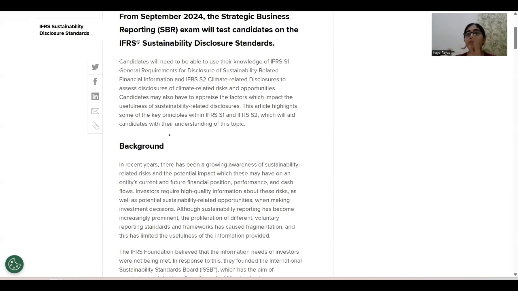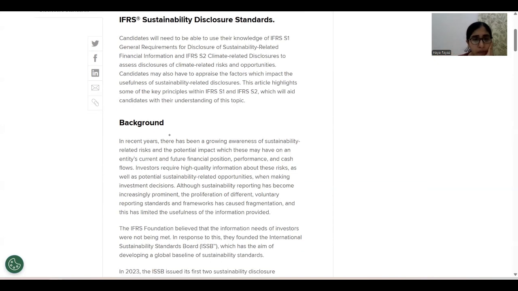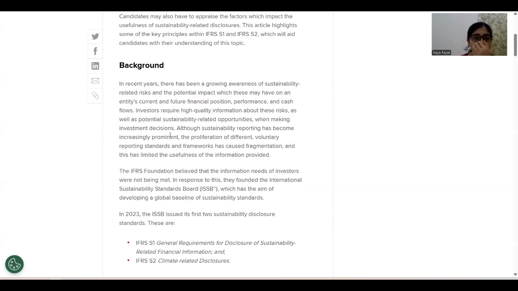It's basically just going to be investors and what they expect out of people. So out of the organizations, how are they meeting the standards, how are they meeting the government targets, or they'll be afraid about their investment, something around this always. So just be aware of that. And the article highlights some of the key principles within IFRS S1 S2. So this is a very important article, guys.